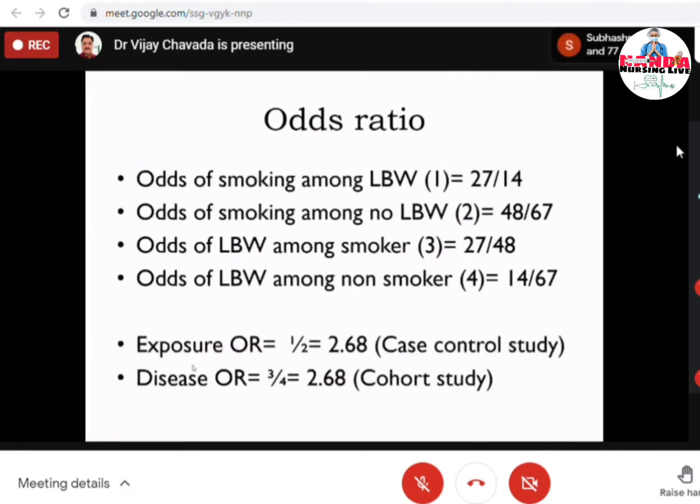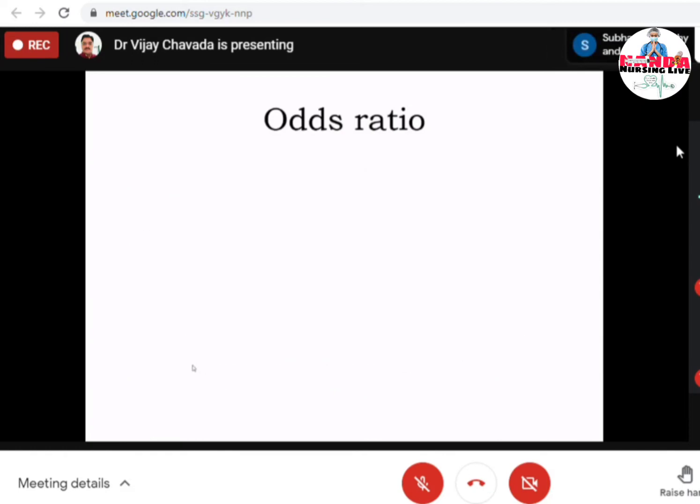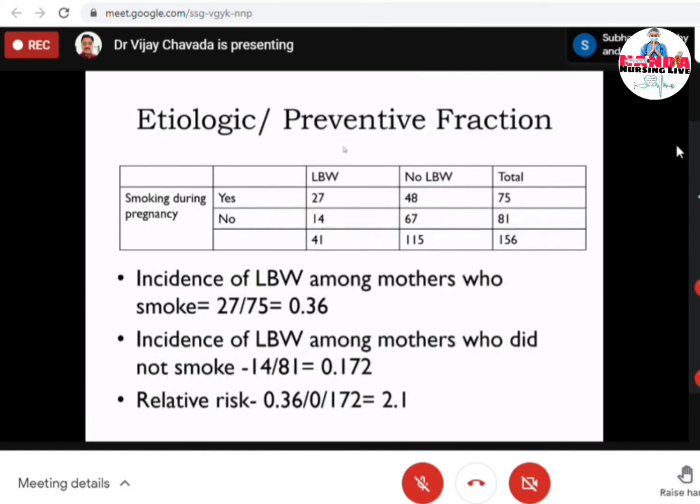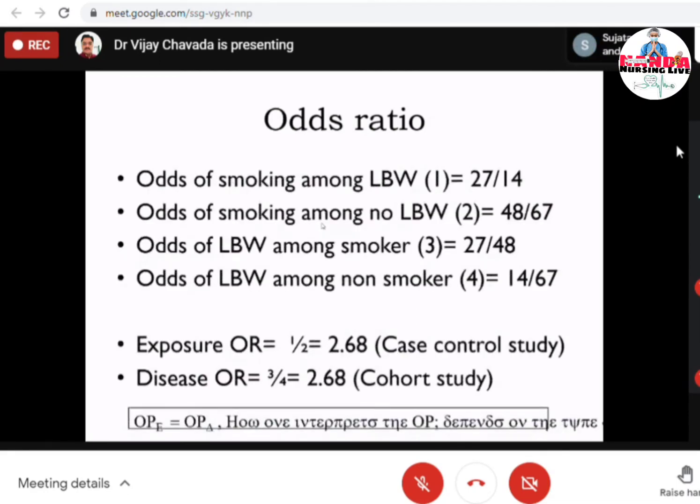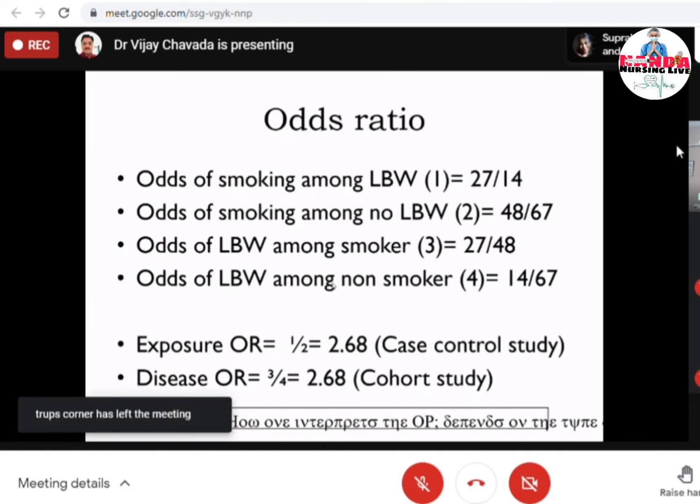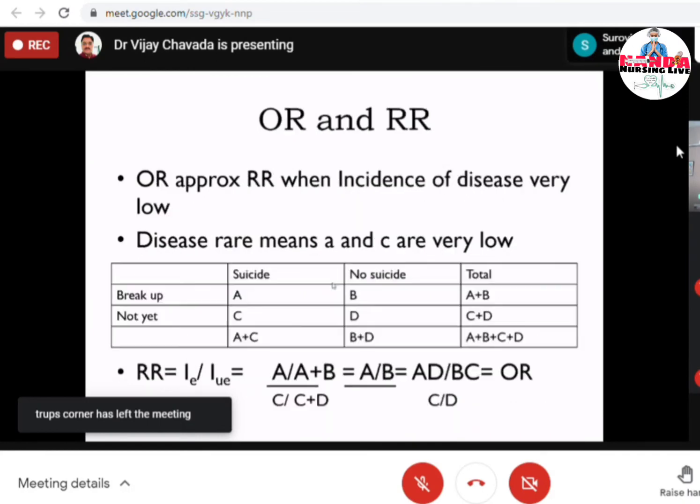So odds of smoking among low birth weight, from the previous table, is given by 27 upon 14. Look at the table again. So those who smoke, this is the odds of smoking among the low birth weight, no low birth weight, odds of low birth weight amongst, right? Likewise you have to calculate. Now then we can calculate the exposure OR and disease OR.